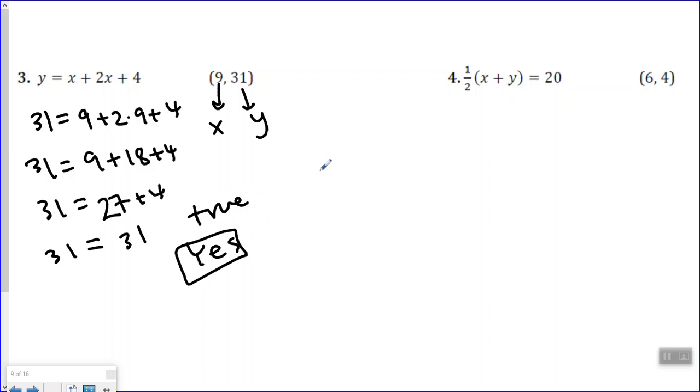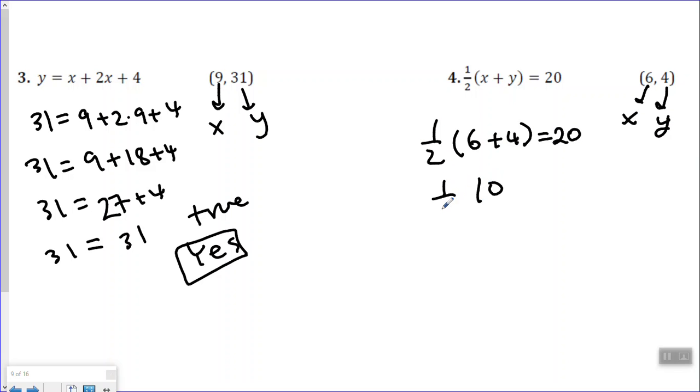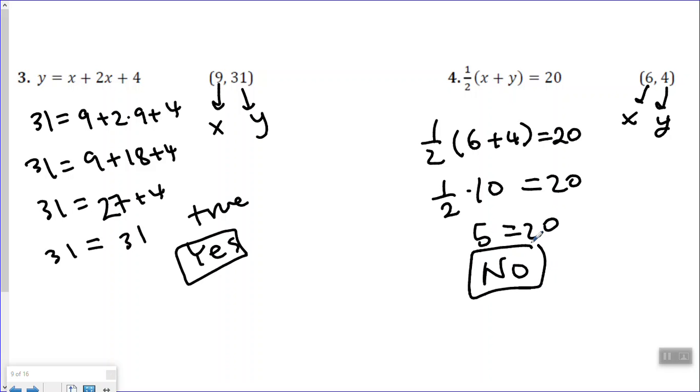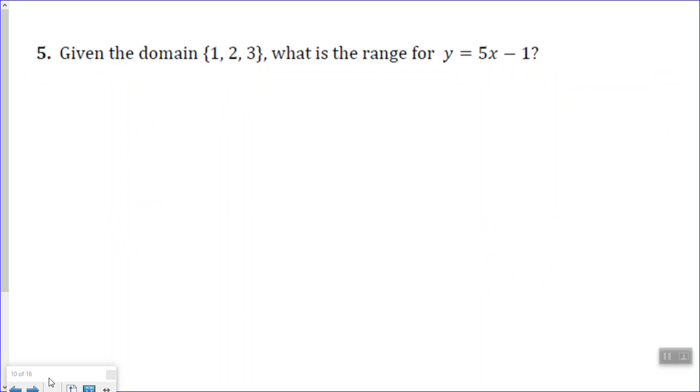It is a solution. Let's plug a 6 into x, plug 4 into y. So 1/2 times 6 plus 4 equals 20. 6 plus 4 is 10. 1/2 times 10 equals 20. 1/2 times 10 is 5 equals 20. They are not the same. The answer is no.